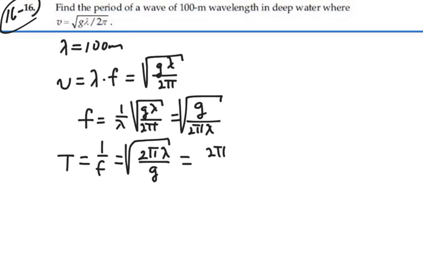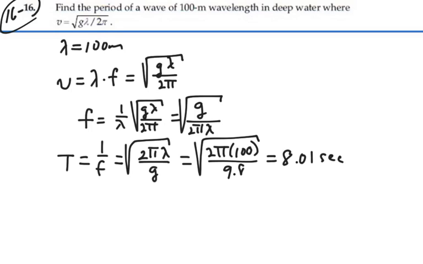That's going to be the square root of 2 pi times 100 meters over 9.8. And what is that? 8.007, so 8.01 seconds is the period of this deep water wave, 8.01 seconds.